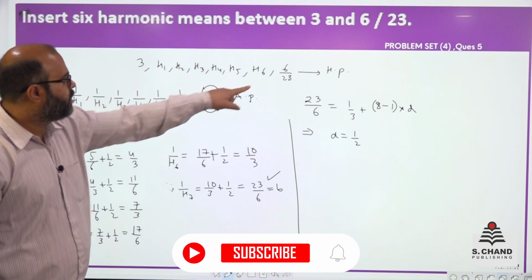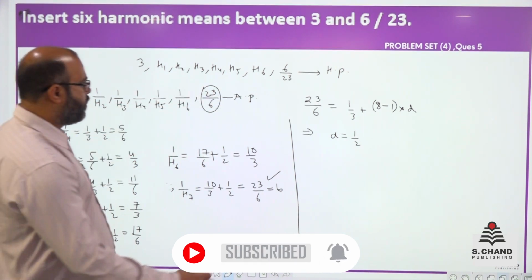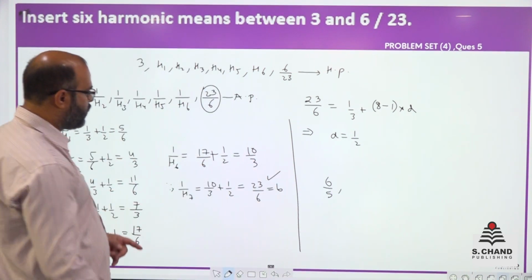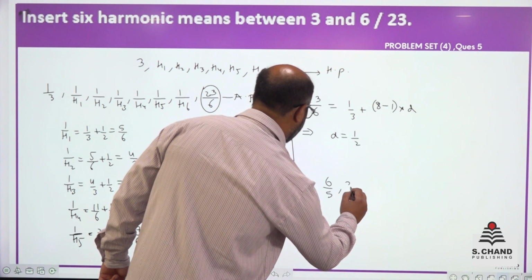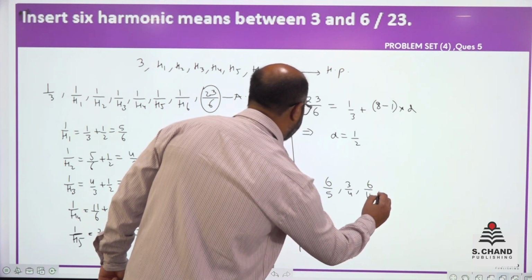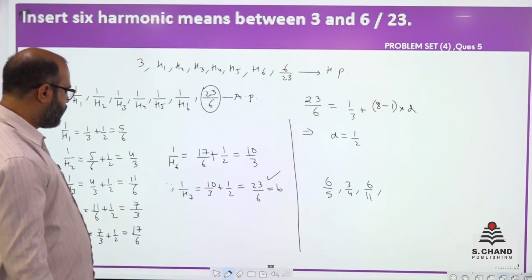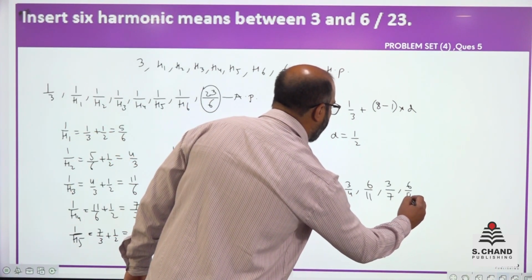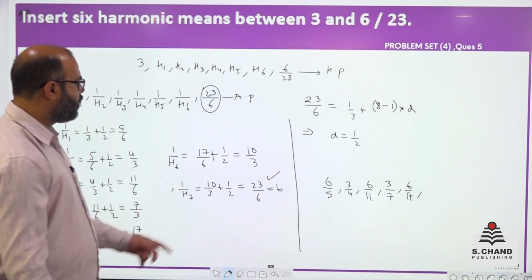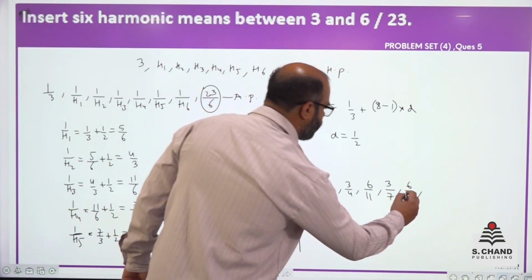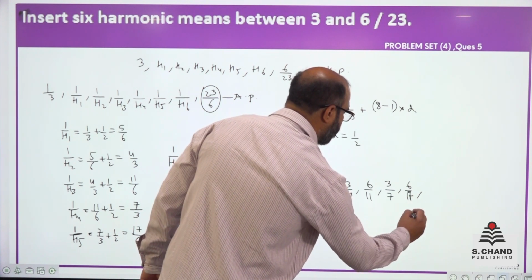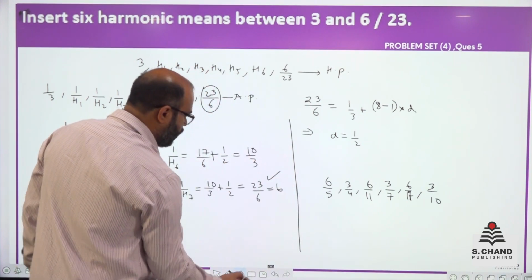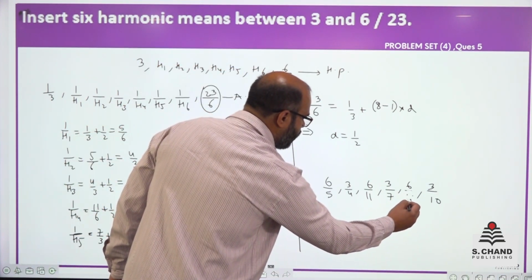So these 6 harmonic means, now you take the reciprocal. So this will be 6 by 5, 3 by 4, 6 by 11, 3 by 7, 6 by 17, 3 by 10. So these are actually, let me erase this, it is not very clear here.